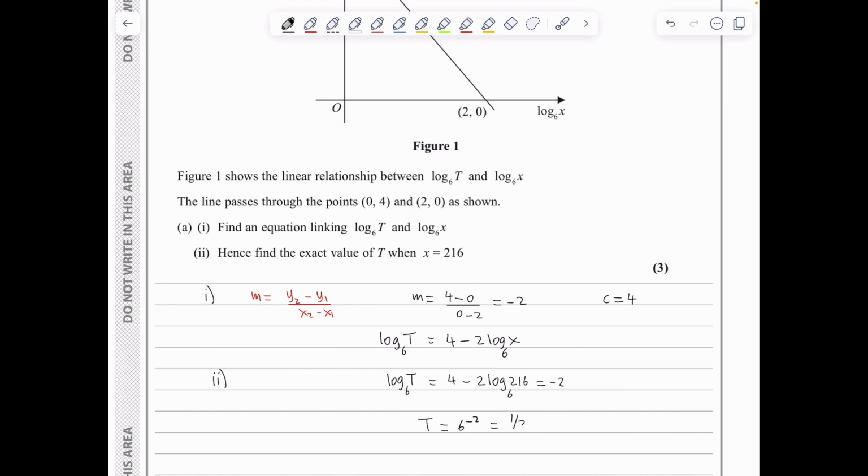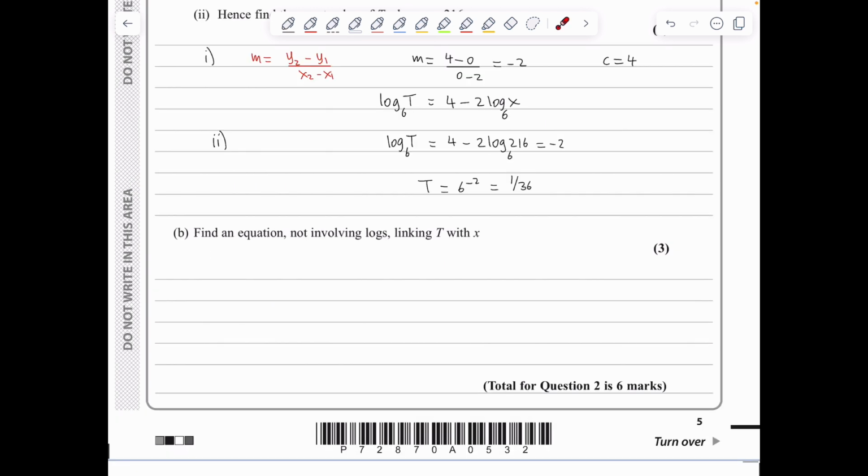1 over 36. And then in part B, we need to find an equation not involving logs that links t with x. Well, we will start with what we obtained in part a i, and the first thing to do is write this as log of t base 6 is equal to 4 minus log of x squared base 6. It's the power law of logarithms.